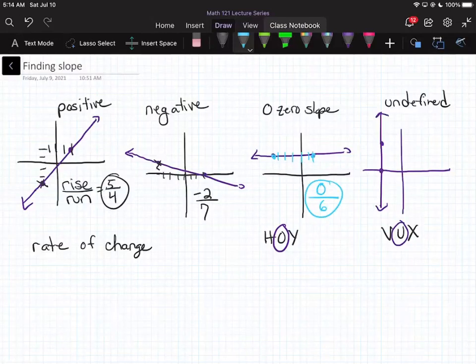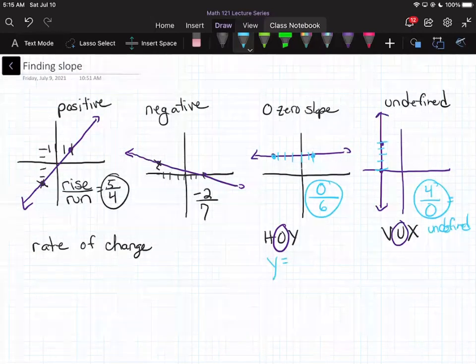Likewise, for a vertical line, our rise in this case is 1, 2, 3, 4. But our run is 0, and we know that a fraction with a denominator of 0 is undefined, so this would be an undefined slope. Notice here the equations for these lines would be y equals, in this case y equals 1, 2, 3. And in this case x equals, and x equals -3 would be our equations of the lines.